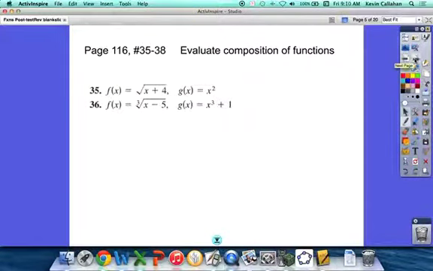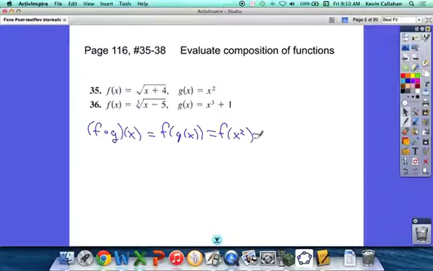Okay, evaluate a composition of functions. Remember, the composition of functions is written like f of g of x. Usually what we do is replace g of x with the x squared, and then do whatever f says. If this is f of x, then put x squared in the place of x. It's the square root of x squared plus 4.